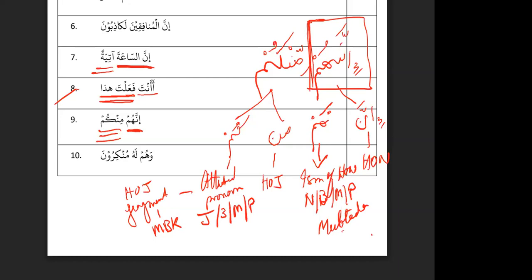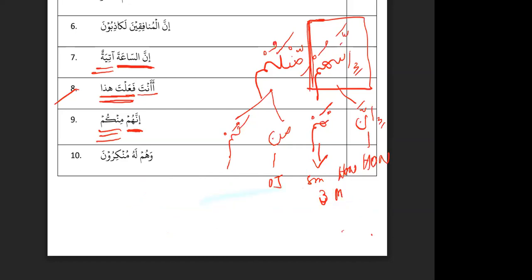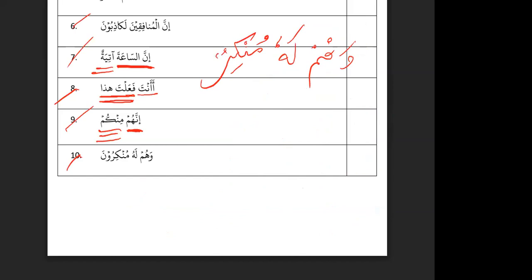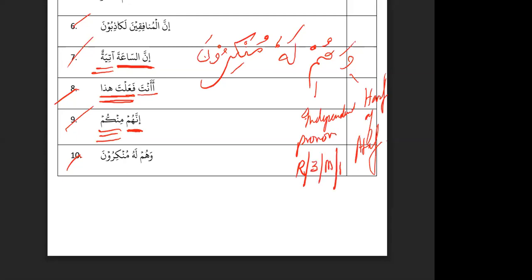Yes. Okay. Let's do our last sentence then. Number 10. Wa harf ataf. Wahum lahu munkirun. Okay, wa is harf of ataf, which has no grammatical effect, so we will leave it here. Hum. What is hum? Independent pronoun. Yes, it is independent pronoun. Rafa, mubtada. Rafa, plural. 3 M P. Masculine and plural.